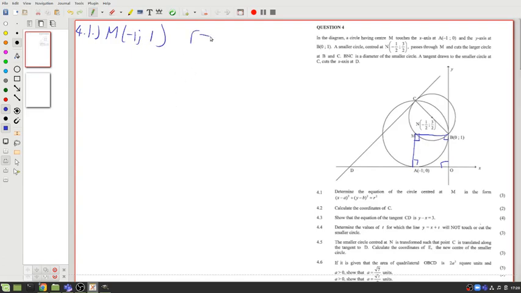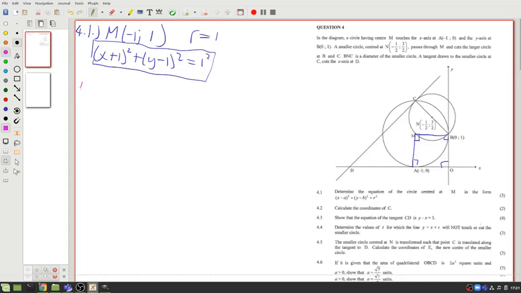Then we need the radius as well. So this is a radius. We can see from negative 1 to 0, that's the distance 1, or from 1 to 0, if we look at the y values, that's also 1. So the radius is 1. Now we can write this in our standard form for a circle. x minus a, so x minus negative 1 becomes (x plus 1) squared, plus (y minus 1) squared equals r squared, so equals 1 squared. There we go. That is the answer to question 4.1.